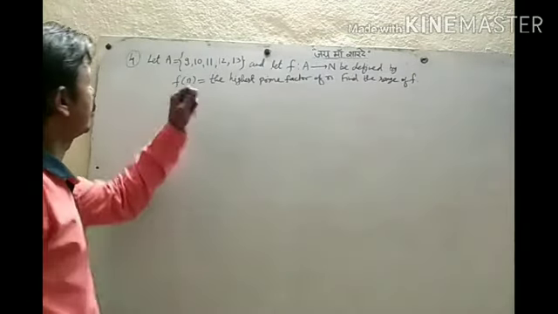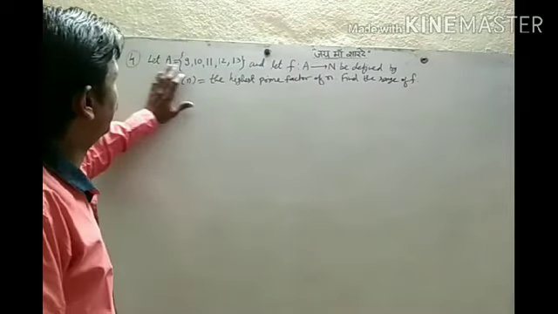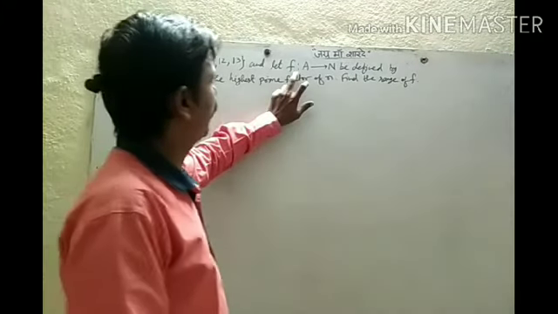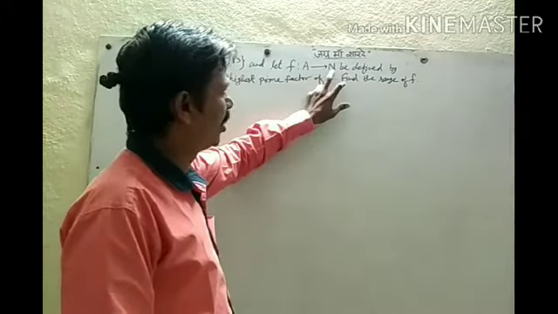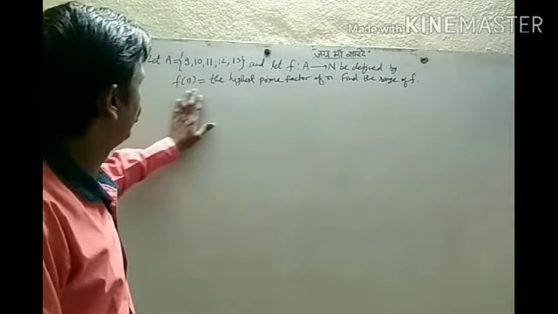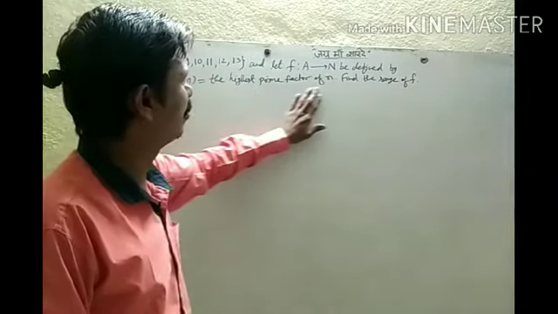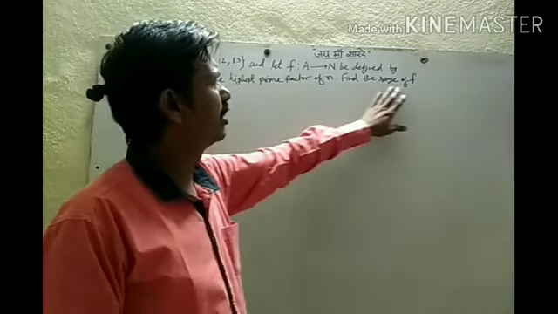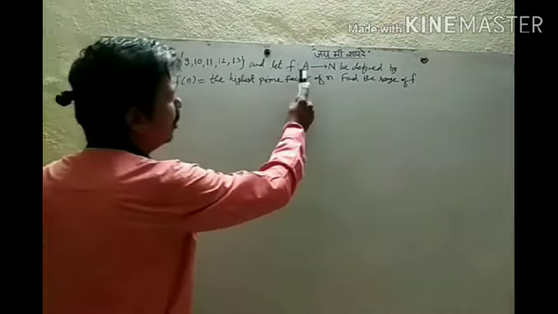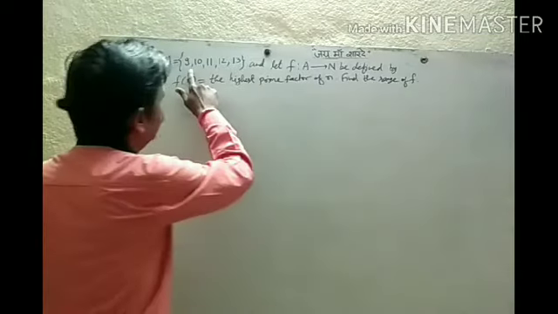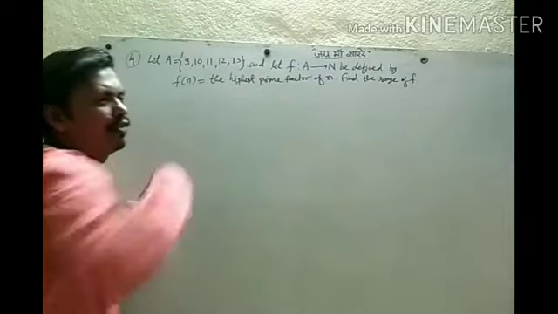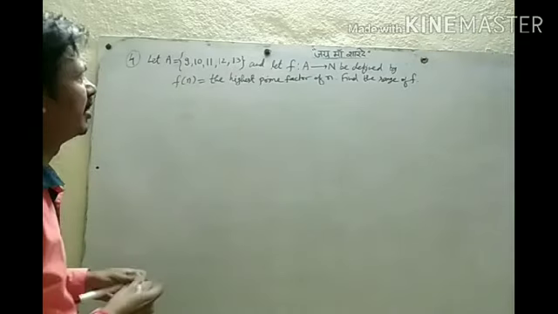Now the question is: set A is given having elements 9, 10, 11, 12, 13, and we define a function f from A to N, where N is the set of natural numbers, defined by f of n equal to the highest prime factor of n. Then find the range of f. We have to find the range of this function f, where the function is defined from A to N. So what will be its range?